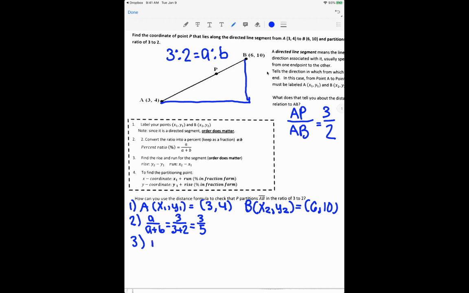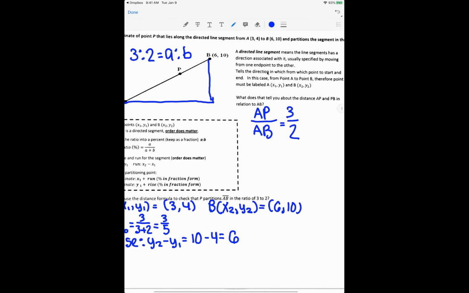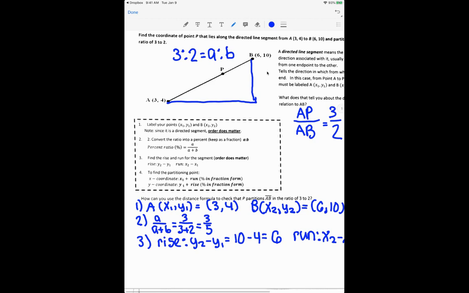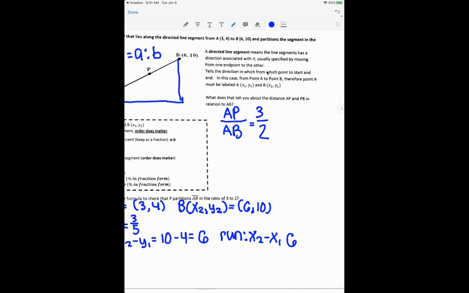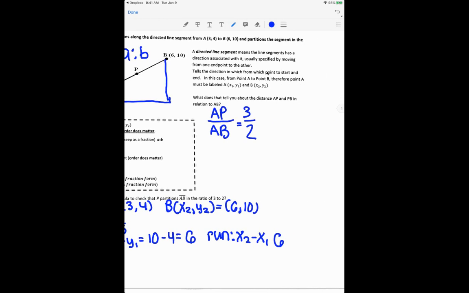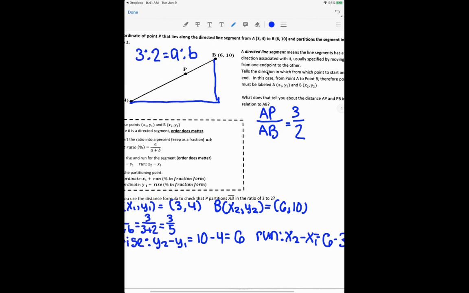So first we're going to look at the rise. So the rise change is y2 minus y1, which in our case is, our y2 is 10, minus our y1 is 4. So our rise difference is 6. Okay, our run difference is x2 minus x1. Remember, I'm just getting my coordinates from step 1. I have them all labeled. So x2 is 6, and x1 is 3, which is 3. Okay? There's step 3.